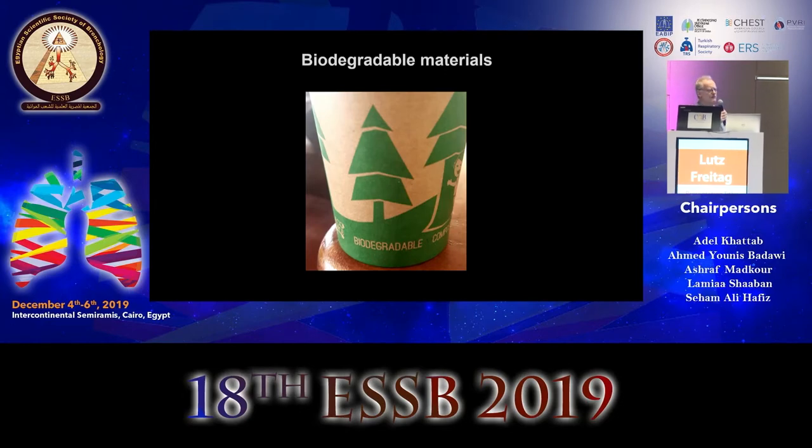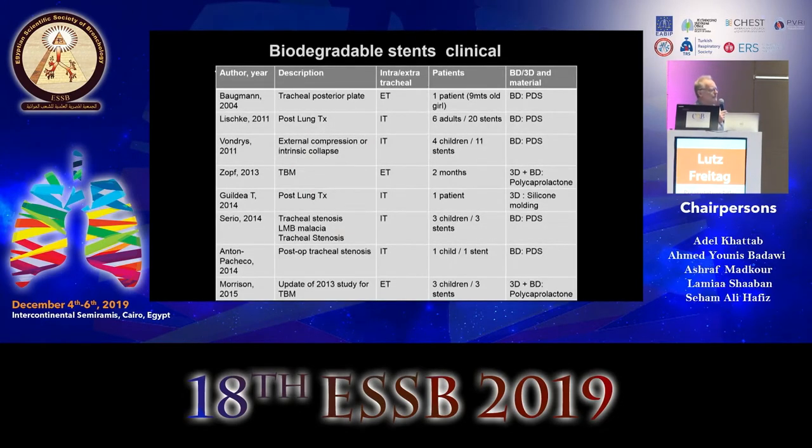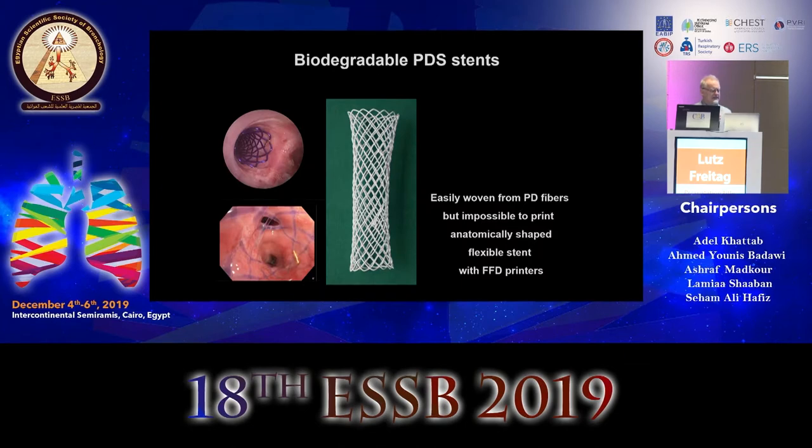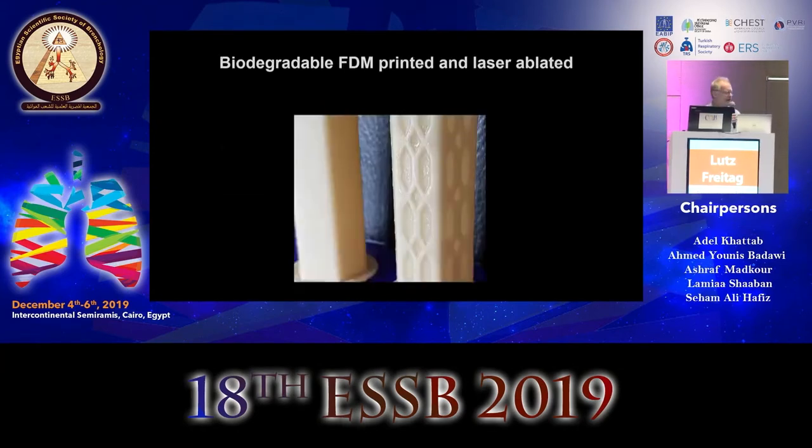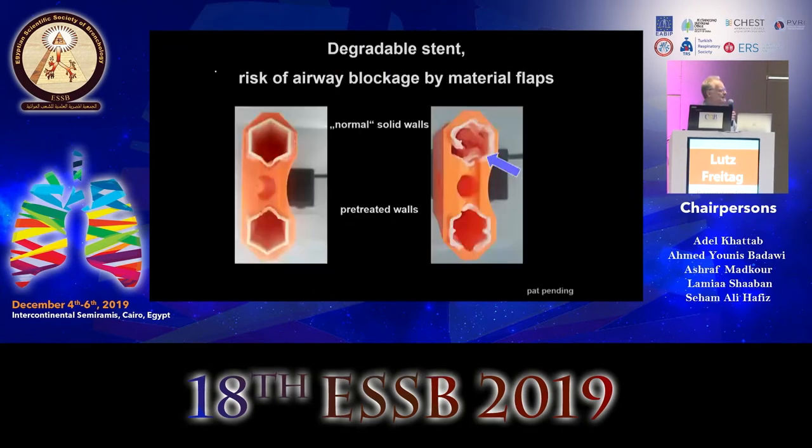Final part, everybody's looking for biodegradable stuff. There are very few papers about biodegradable stents. Everybody's talking about it, but you see, less than 20 patients have been treated so far worldwide. The reason is that these materials are not so easy to deal with. This is the only stent, the ELA stent, that we can use in Germany and Switzerland, but it's a brittle material and it's impossible to print it. We are working on printable material, as you can see here, which is dissolving over time, where we put some patterns in order to avoid clogging of the bronchus. So it's a combination of absorbable material and the production techniques.